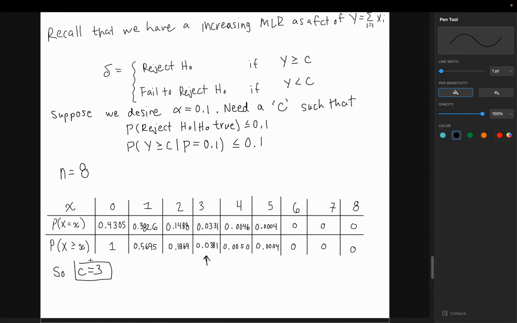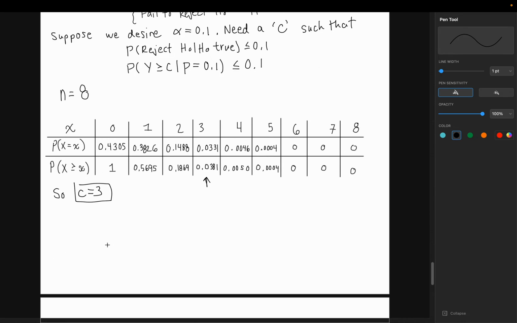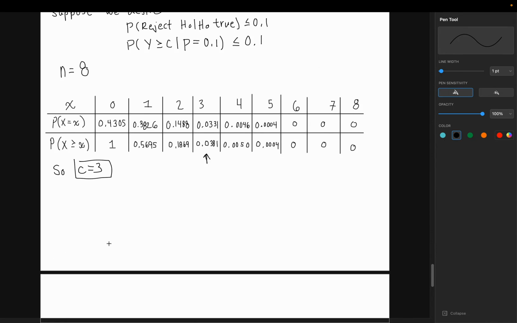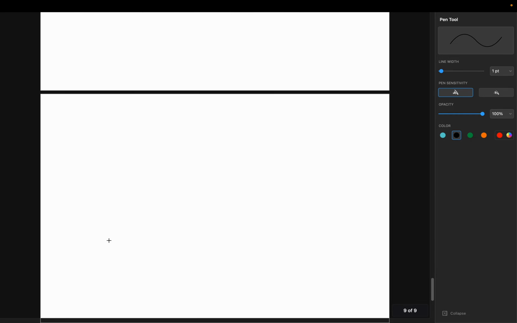Now, what if you wanted a test that was exactly 0.1? There is a twist that we can do. Let's start a new page for this. It's a randomization sort of feature that we can add to a test. To get exact 0.1, use randomization. Now, this is a tool that most people don't really use in the real world, but it is absolutely statistically valid, and it will help us get to that desired significance level.